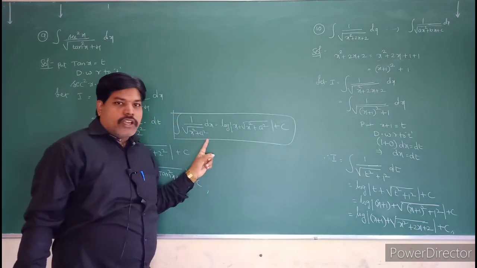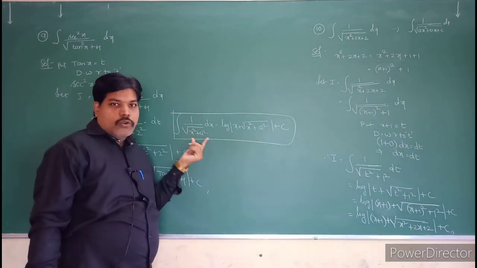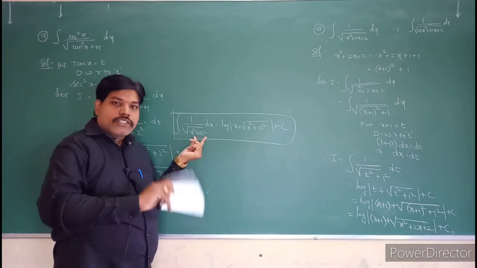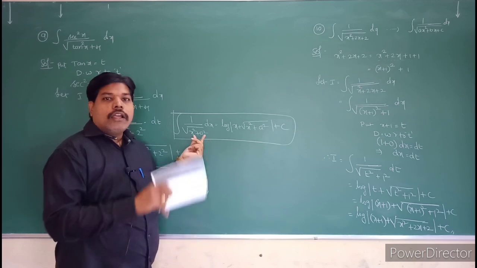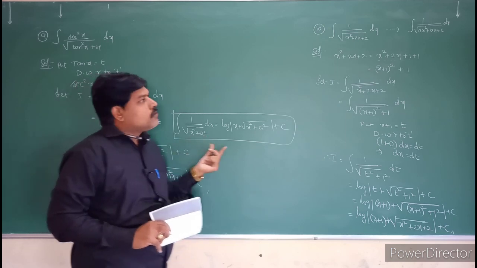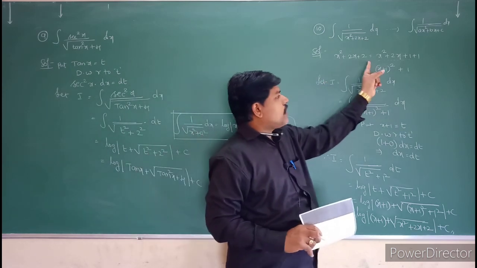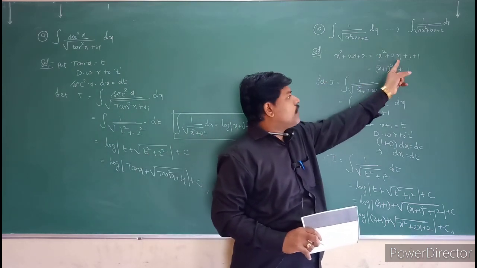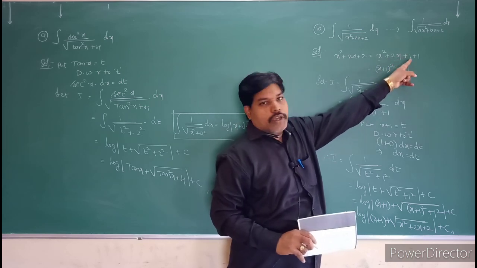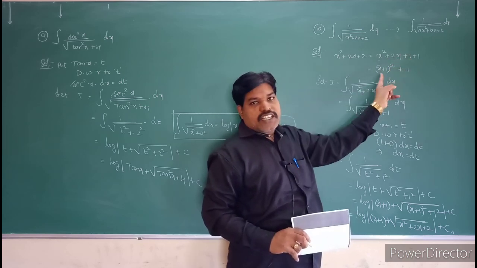For integrals of 1 by root of such expressions, you have to convert them into the form x square plus a square, x square minus a square, or a square minus x square. Any one form you have to convert. That's why I took x square plus 2x plus 2 and wrote it as x square plus 2x plus 1 plus 1. A square plus 2ab plus b square is x plus 1 whole square.